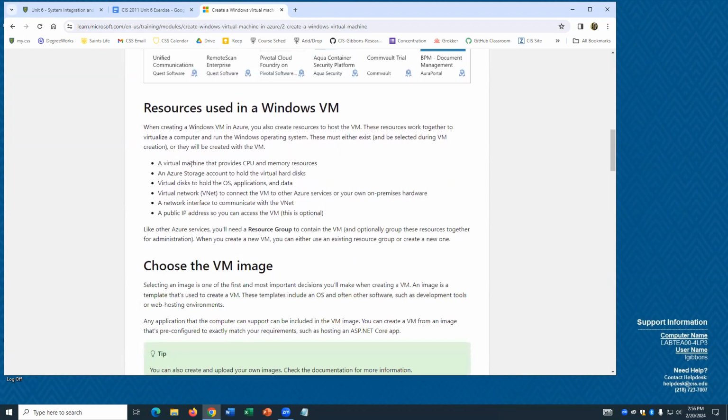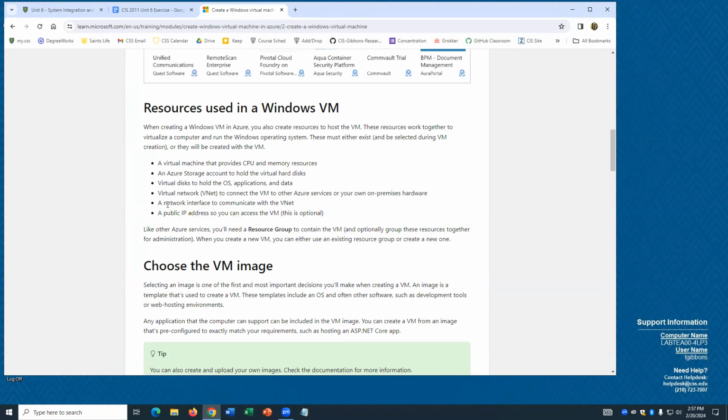When we do that, it'll allocate CPU, memory resources, and a virtual disk. It'll install the operating system and a bunch of the basic applications on the virtual disk. It'll set up a virtual network so that our virtual machine will be on the internet, and we'll assign a public IP address so we can run a web server or anything else on this virtual machine so we can communicate to it.